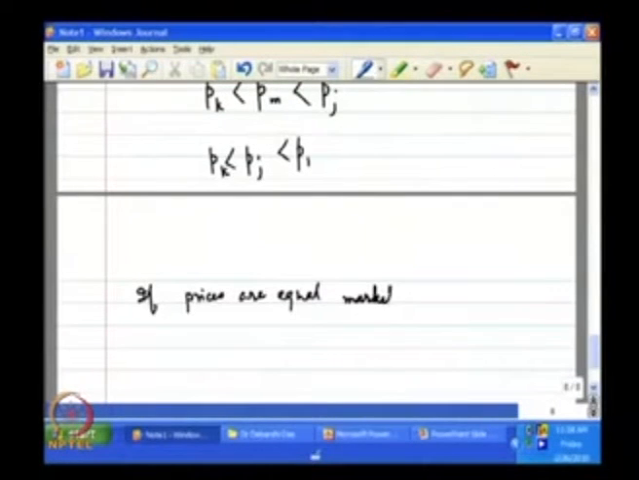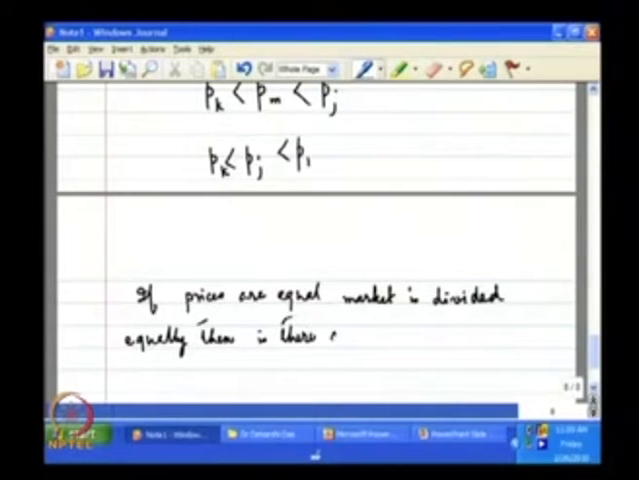market is divided equally, then is there any Nash equilibrium?